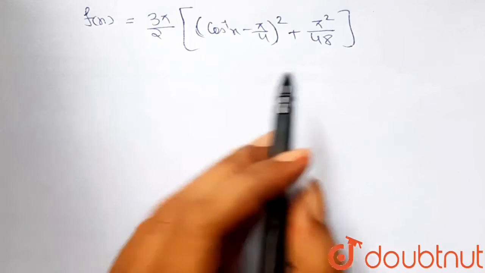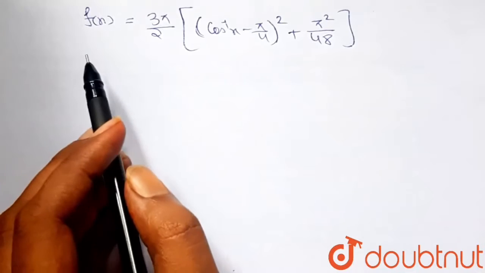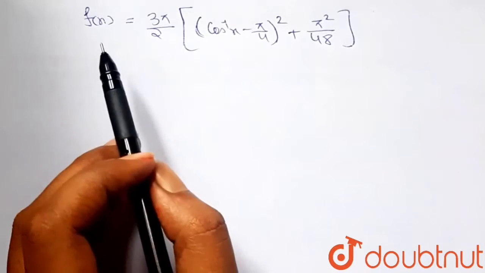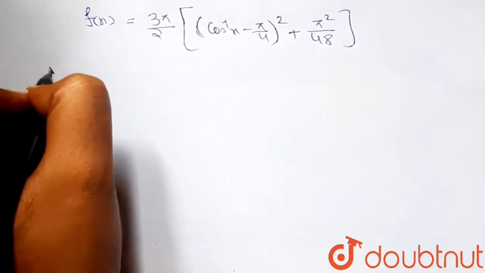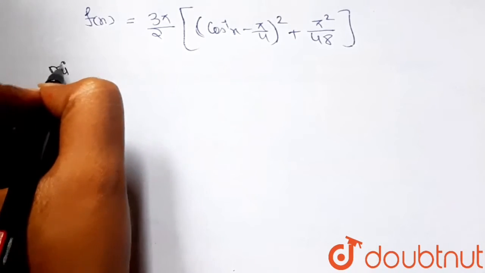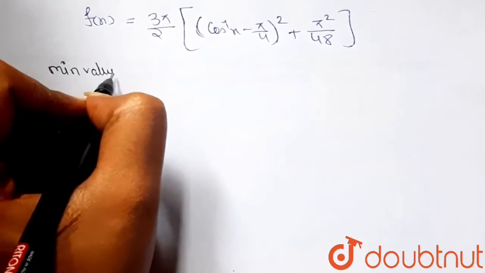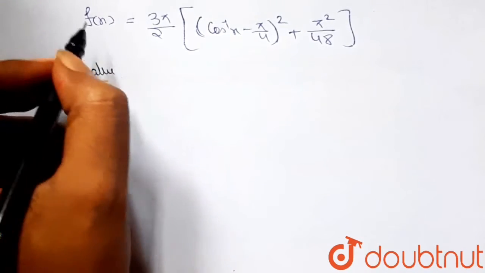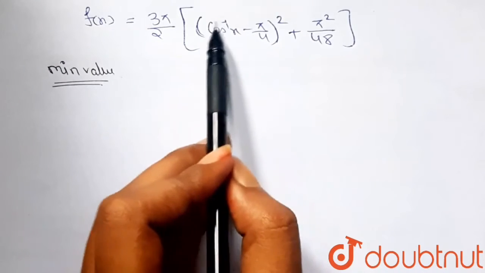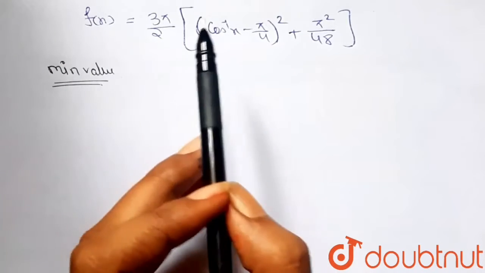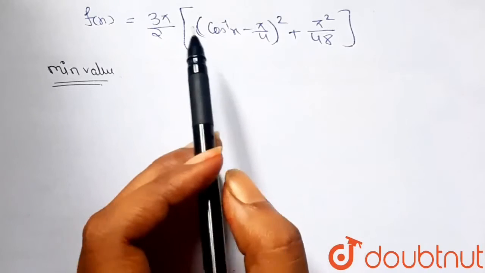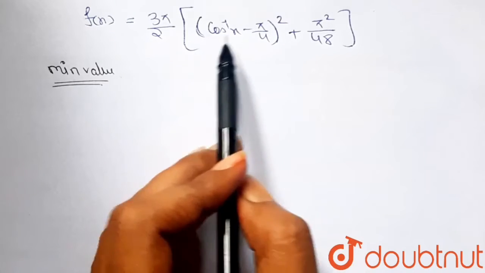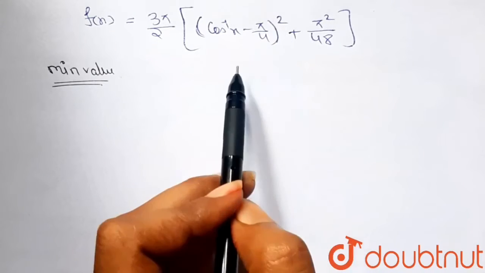So we finally transformed our function like this, okay? Now we want the extremum values of this function, that is the maximum and minimum values, okay? So let's first of all try for the minimum value, okay? To find the minimum value of this function, this cos inverse x must be minimum, or we can see that this squared term should be minimum. And we know that the minimum value of any squared term can be 0, right?